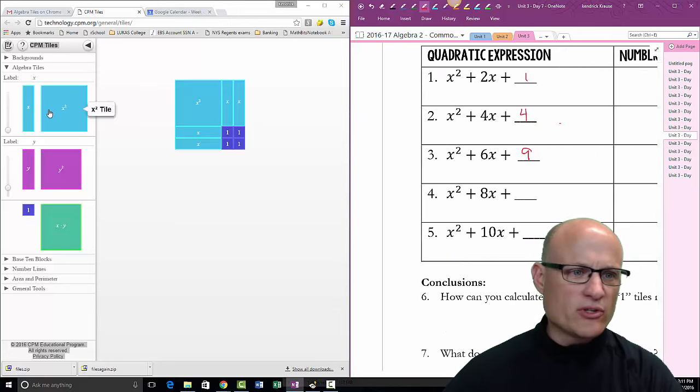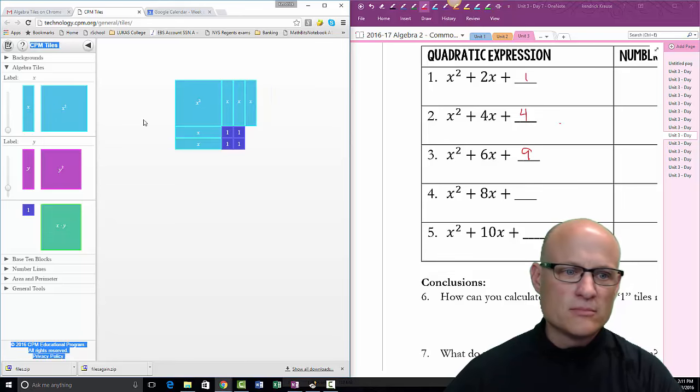All right, so let's go. We'll just keep going. There's 3. Notice I have to add 9 tiles now, 3 by 3.